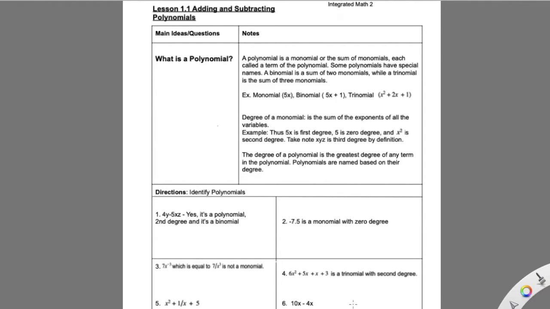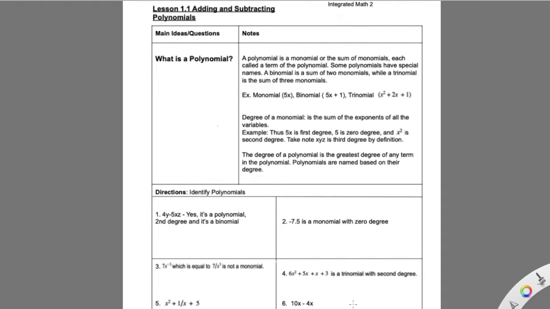All right, so we are going to start on Chapter 1, Section 1 for IM2. This is called Adding and Subtracting Polynomials. This one has a couple of pages for the notes, so we'll go through each one here.